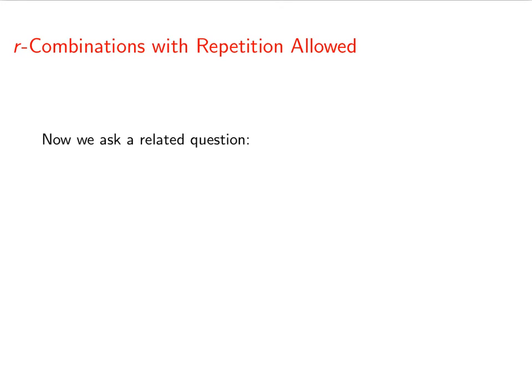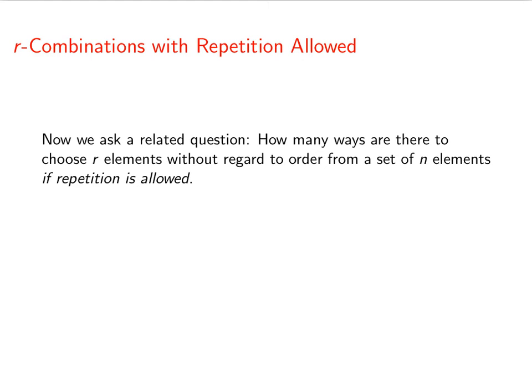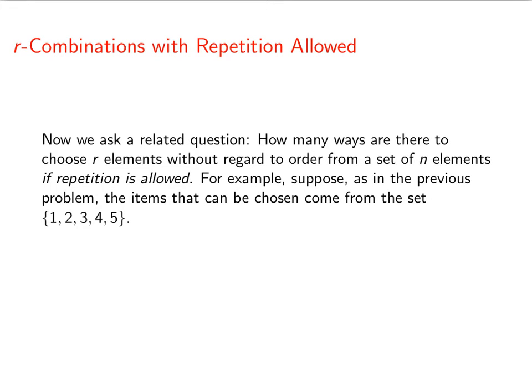We're now in a position to ask a related question. How many ways are there to choose R elements without regard to order from a set of n elements? But now here's the change: if repetition is allowed. For example, let's suppose, like in the previous problem, the items that we're picking can be chosen to come from the set 1, 2, 3, 4, 5.